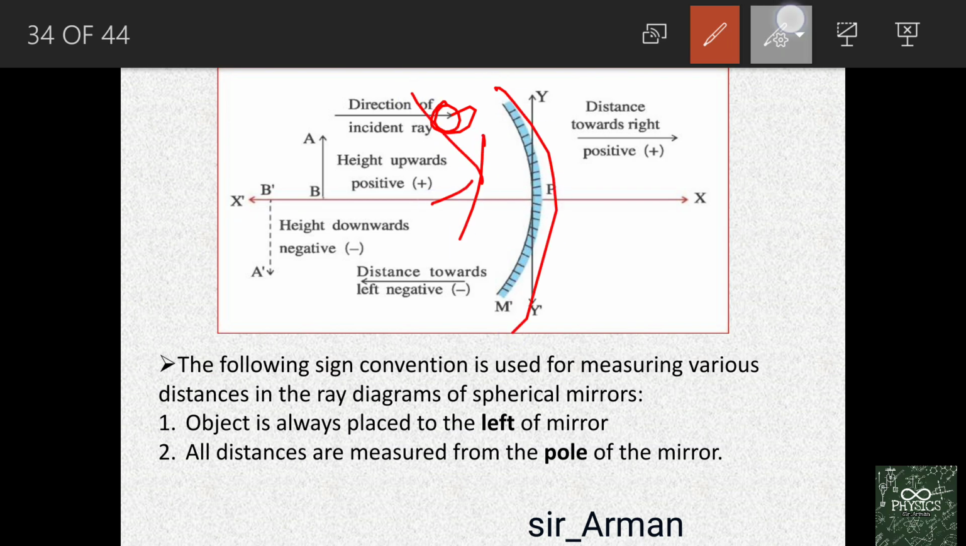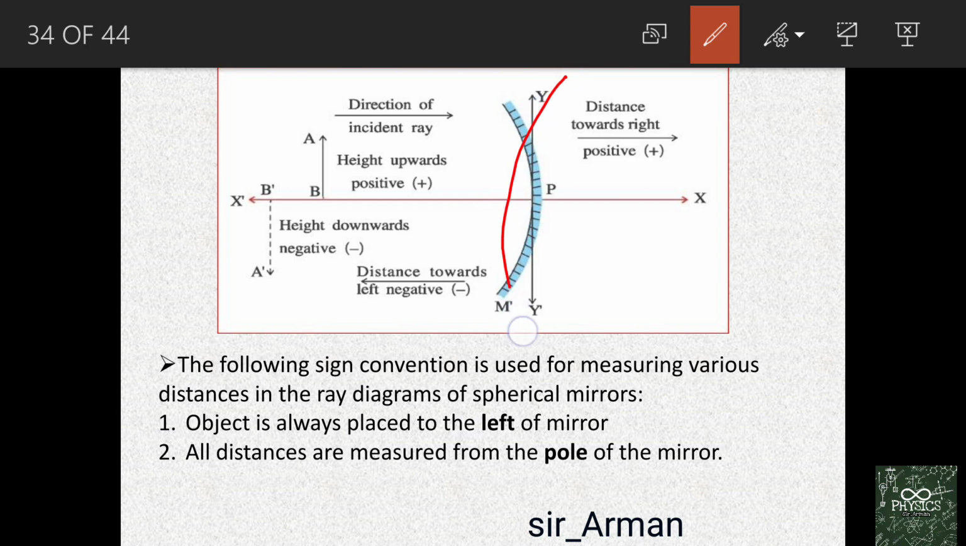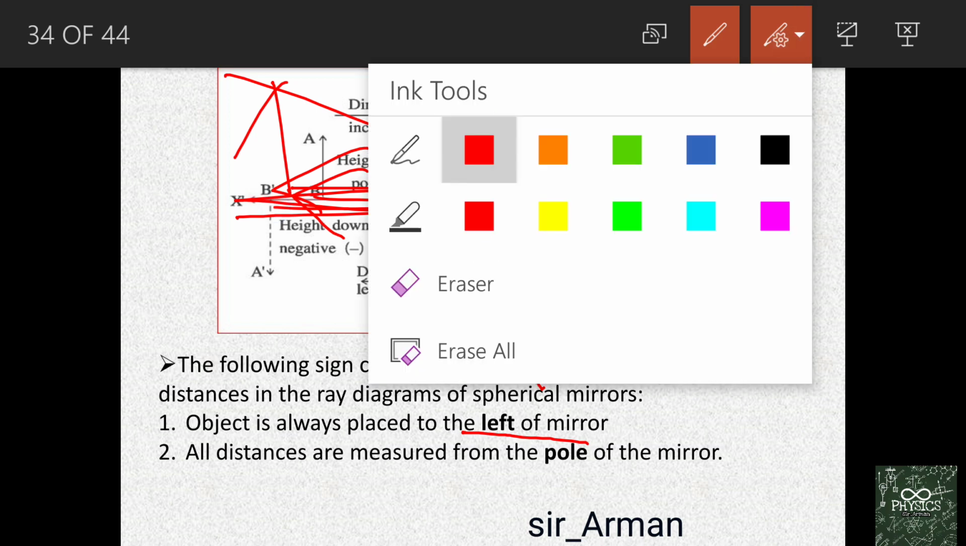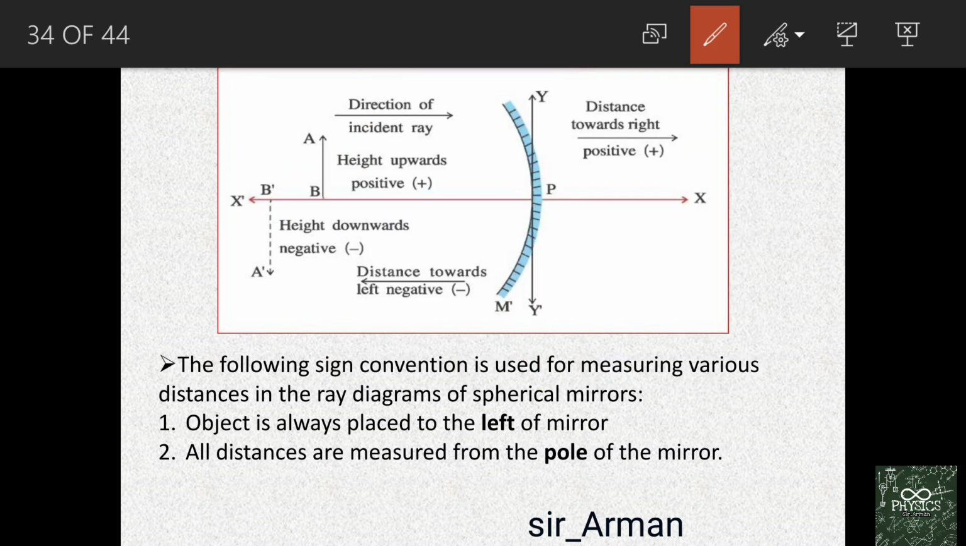If I am placing a convex mirror, then I have to place it like this. So this is the reflecting surface and we have to place our object at the left of the mirror, or we can say of the origin. So if we are placing the object at the left of the origin, then our object distance is always this side. So our object distance is always negative. So you just remember the convention.